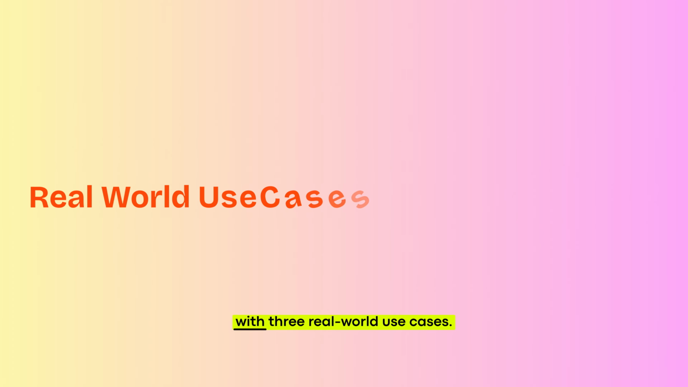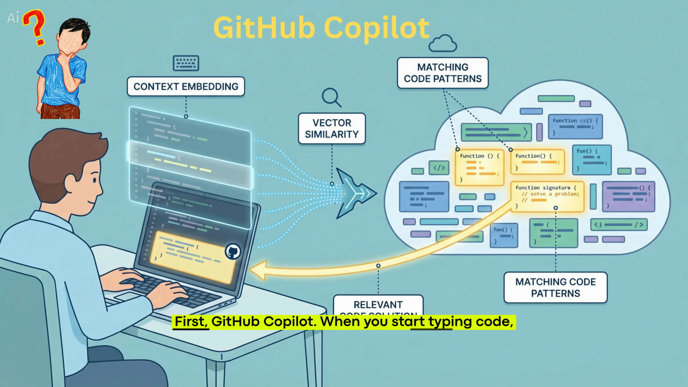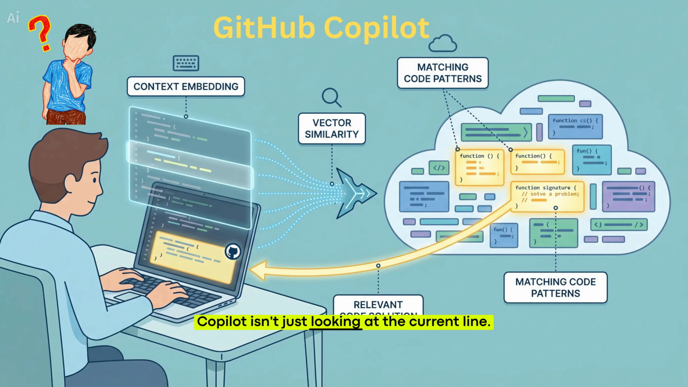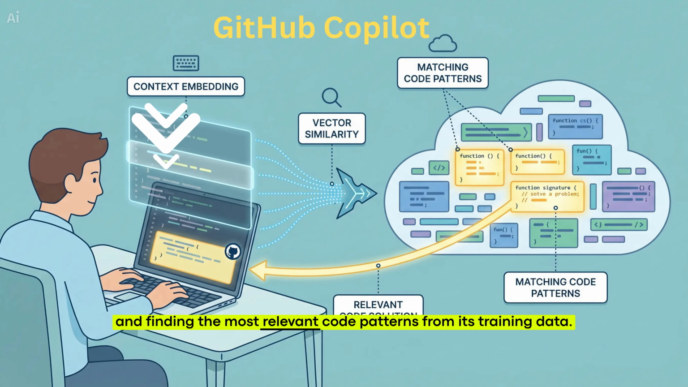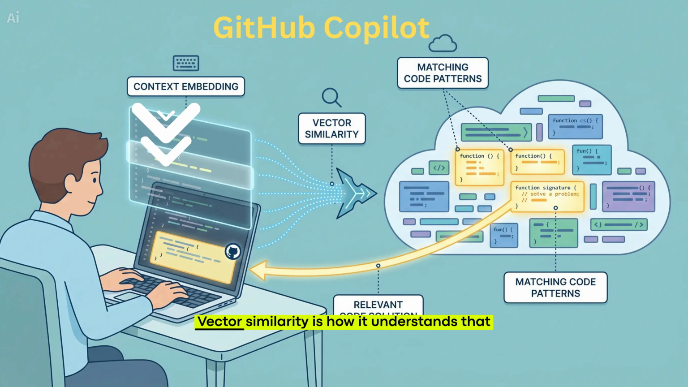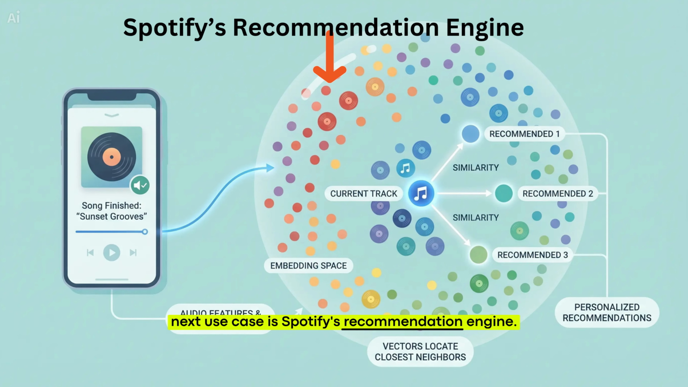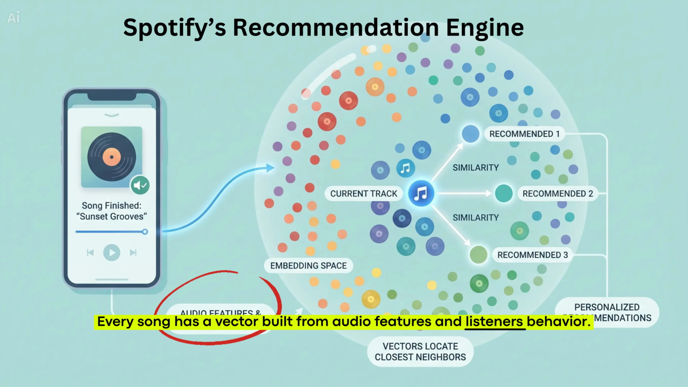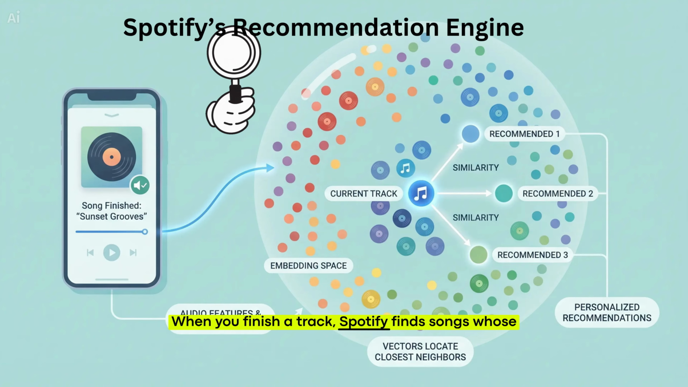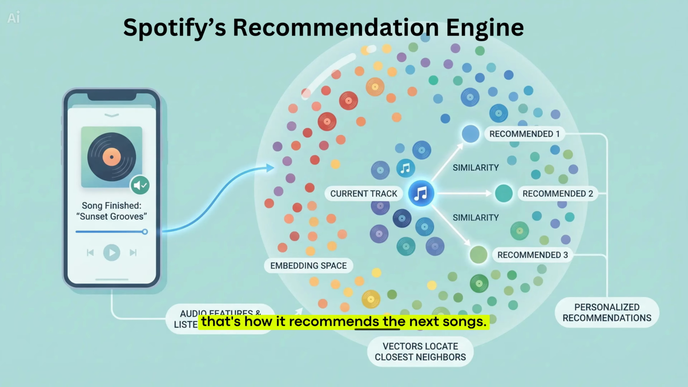Let me make this concrete with 3 real-world use cases. First, GitHub Copilot. When you start typing code, Copilot isn't just looking at the current line. It's embedding your surrounding context and finding the most relevant code patterns from its training data. Vector similarity is how it understands that your function signature resembles a certain class of problem. The next use case is Spotify's recommendation engine. Every song has a vector built from audio features and listeners' behavior. When you finish a track, Spotify finds songs whose vectors are closest to what you just played. And that's how it recommends the next songs.